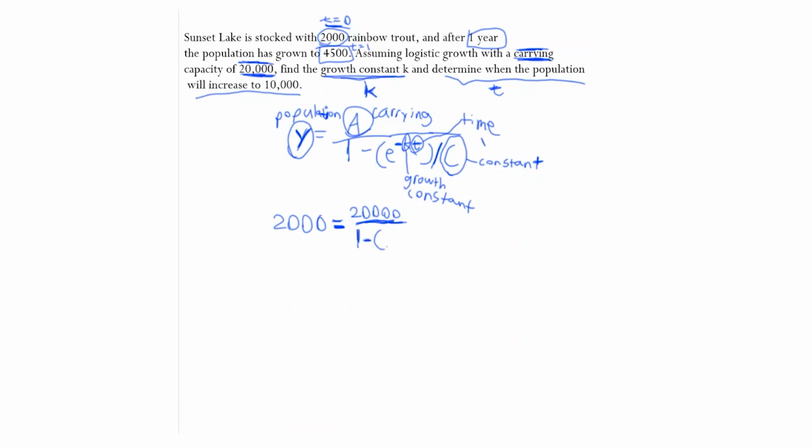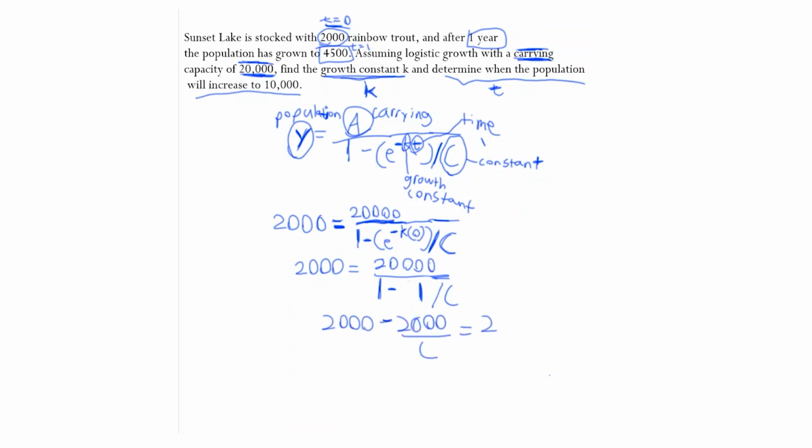1 minus e to the negative. They're not giving us k either, but that's okay, because when time is 0, we replace t with 0, and so that'll effectively eliminate k, leaving us with only one variable to solve. When we are solving for c, let me write this out again. e to the 0 is just 1. 20,000, not 2,000. Okay, and then we just use algebra to solve this problem.